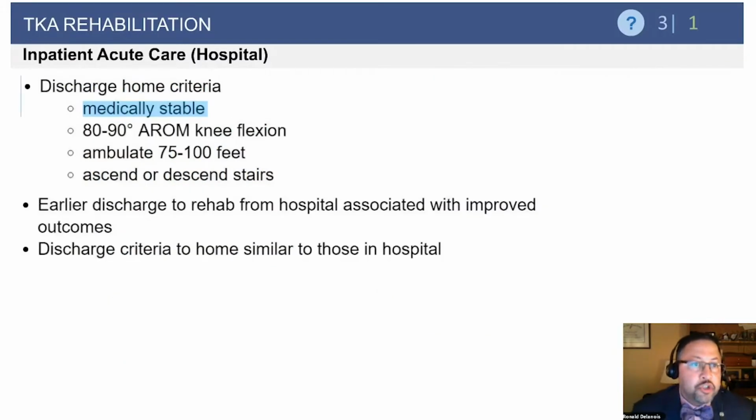In regards to discharge to home, these are really Medicare and Medicaid criteria: medically stable, a functional range of motion, as well as the ability to ascend and descend steps. There has been an emphasis on sending patients home earlier, and as we know in the newer literature, the results of patients going home versus those going to an inpatient rehab have not shown increased morbidity or a decrease in patient satisfaction.